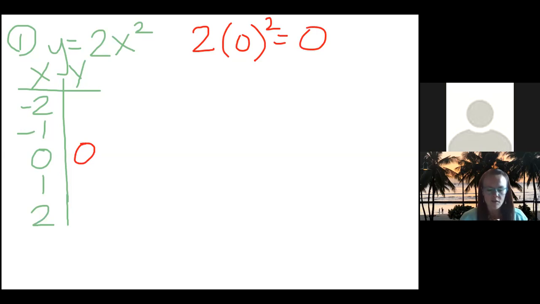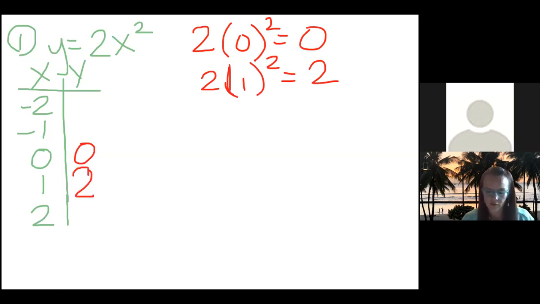Now I'm going to plug in the 1 because the positive ones to me are always easier. So 2 times 1 squared equals. Again, you can put it in the calculator, or if you want to do it in your head, you would do 1 squared. That has to be done first. So 1 times 1 is 1, and then multiply it by the 2, and that'll give you a 2. Okay, we'll plug it in the t-chart.